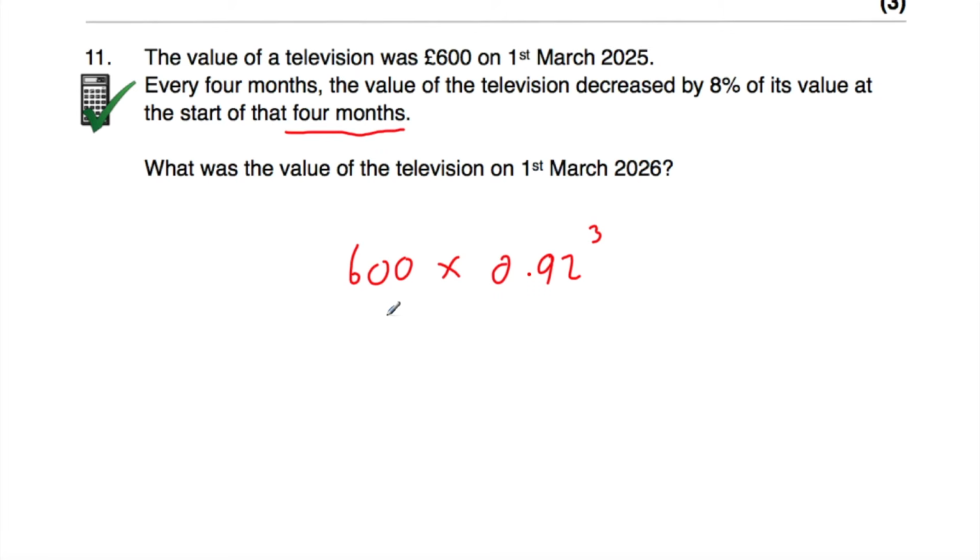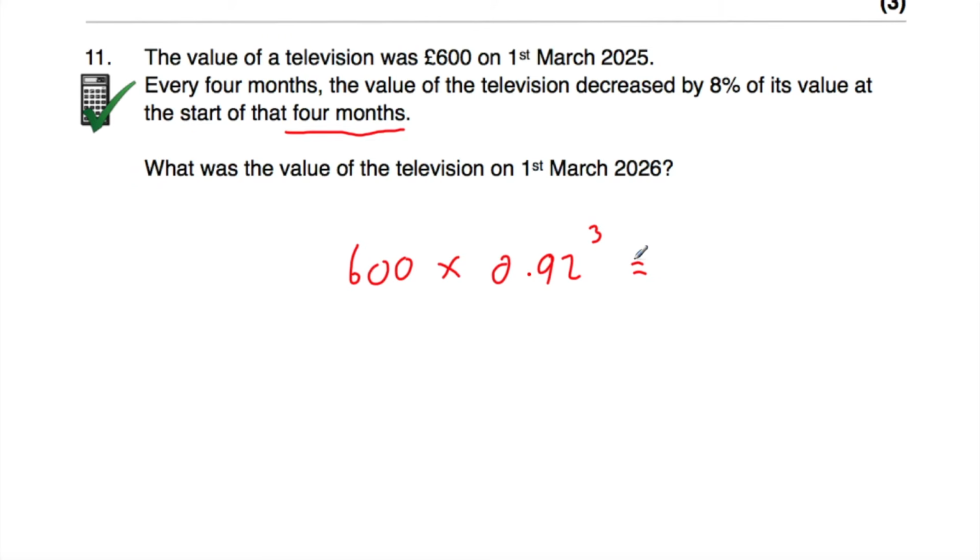Okay, so we just need to work this out. We're going to do 600 multiplied by 0.92 to the power of 3. Another way you could do it is actually break it down and multiply by 0.92 to find out how much it would be worth on the 1st of July, then multiply by 0.92 to work out how much the television would be worth on the 1st of November, and then multiply by 0.92 to work out the value of the television on the 1st of March 2026. But I probably would just do it in one go like this and get the answer.